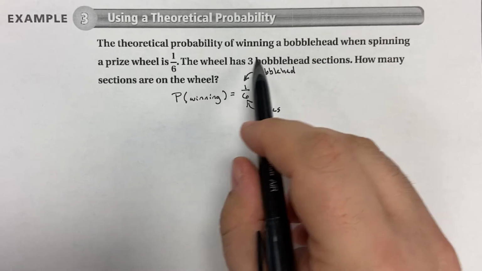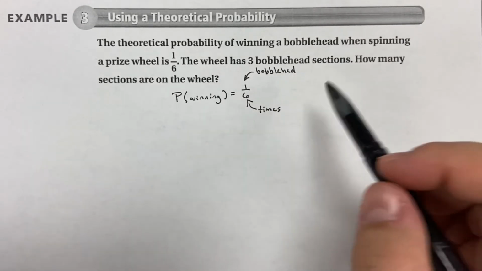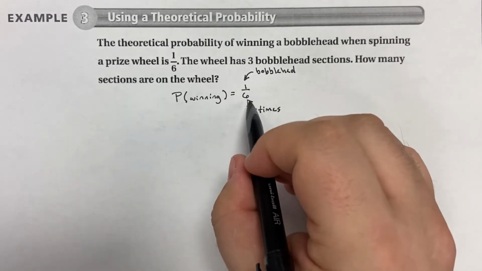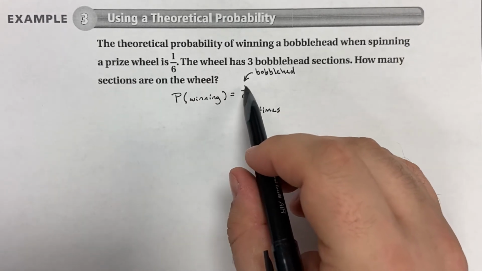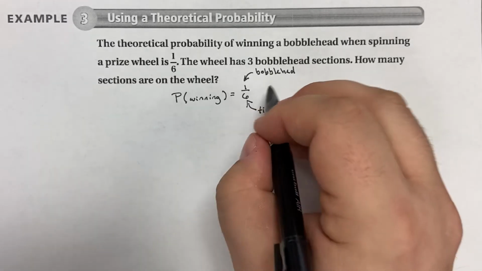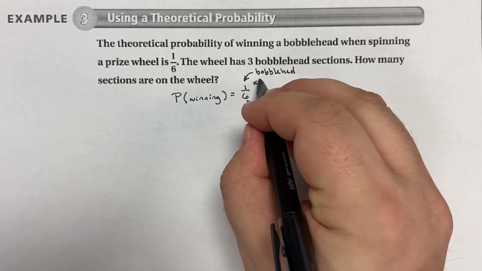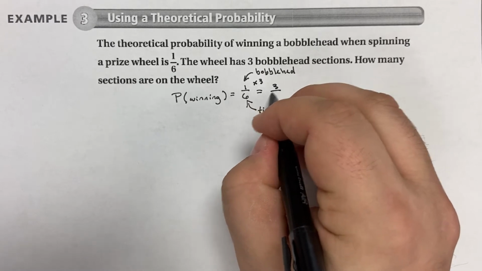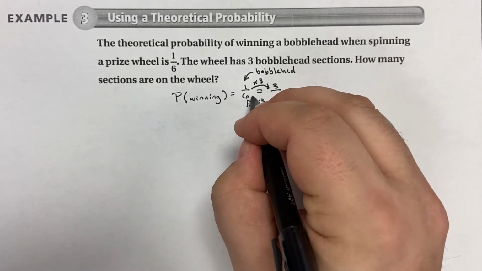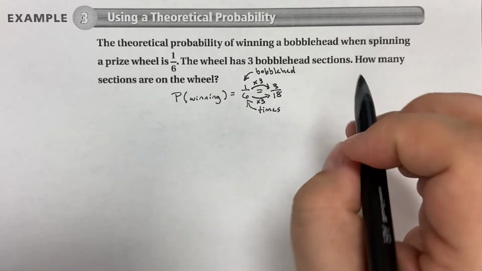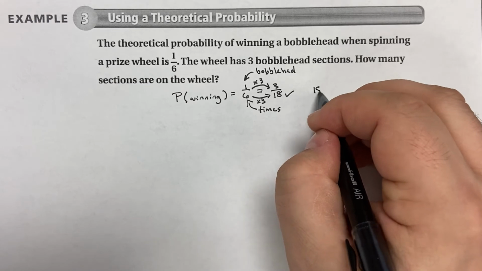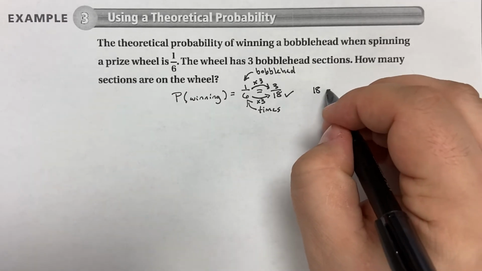Now it wants to know how it's going to be if it has 3 bobbleheads. There's a couple of ways we can do this. We can think about how we turn 1 into 3, and then how that affects our 6. 1 into 3 means we multiply by 3, so we have to multiply the 6 by the same 3. I'll get 18. So 18 is the number of sections that must be on the wheel, 18 sections.